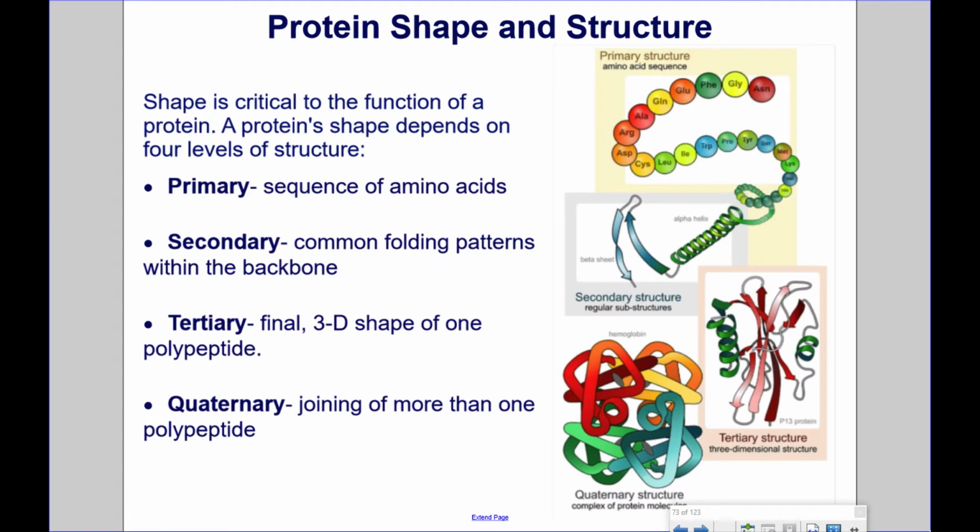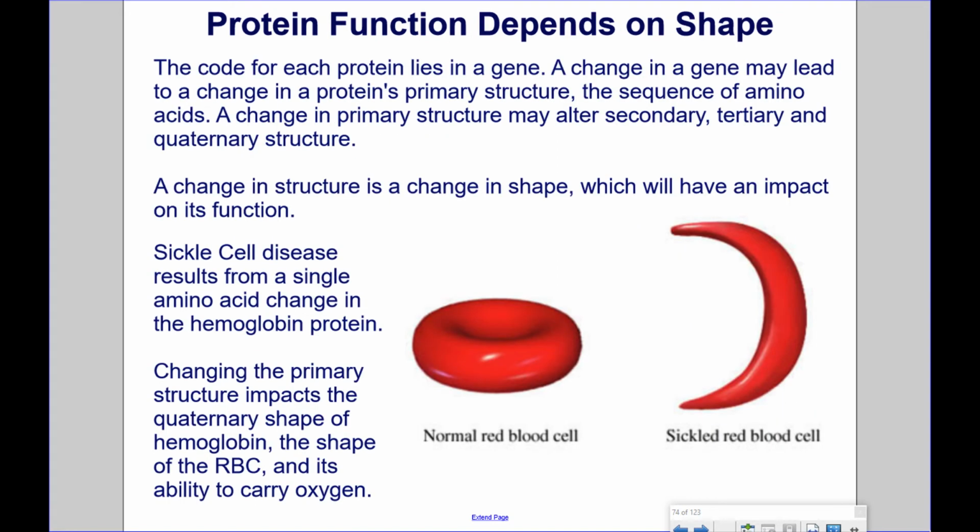Protein shape and structure. Shape is critical to the function of a protein. A protein's shape depends on 4 levels of structure. Primary, that's just the sequence of amino acids. Secondary, the common folding patterns within the backbone. Tertiary, the final 3D shape of the polypeptide. And quaternary, the joining of more than one polypeptide. Protein function depends on shape.